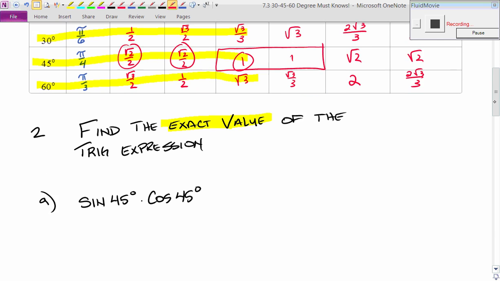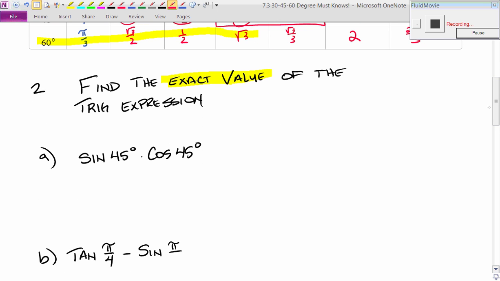So when you see pi over 4 or you see 45 degrees, you are happy because it's only going to be one of 2 things, rad 2 over 2 or 1. So in this case, the sine of 45 degrees is rad 2 over 2 multiplied by the cosine of 45 degrees, which is rad 2 over 2. Now, remember how to multiply square roots. Rad 2 times rad 2 is 2, and 2 times 2 is 4. Therefore, we have an answer of a half, and life couldn't be happier. What do you guys think about that?